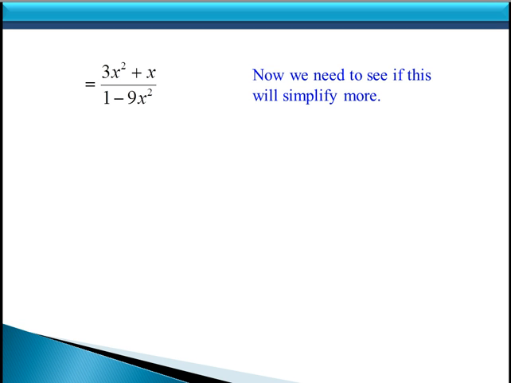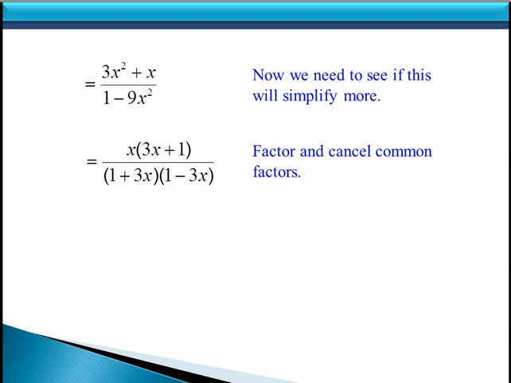So remember, if you want to simplify a rational expression, you need to factor both the numerator and the denominator completely to see if you can cancel any common factors. So in the numerator, if you do your first step of factoring, which is to look for a greatest common factor, notice that there is a common factor of x that we can factor out. So that will give us x times (3x plus 1). And then in the denominator, we have a difference of squares. So that'll factor into (1 plus 3x) and (1 minus 3x).